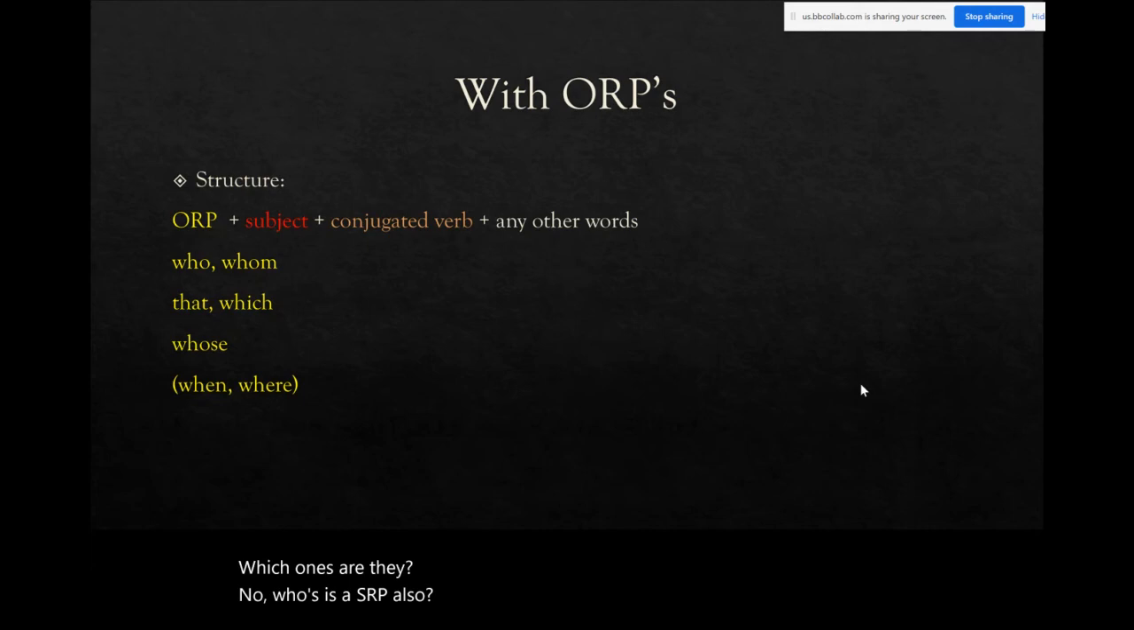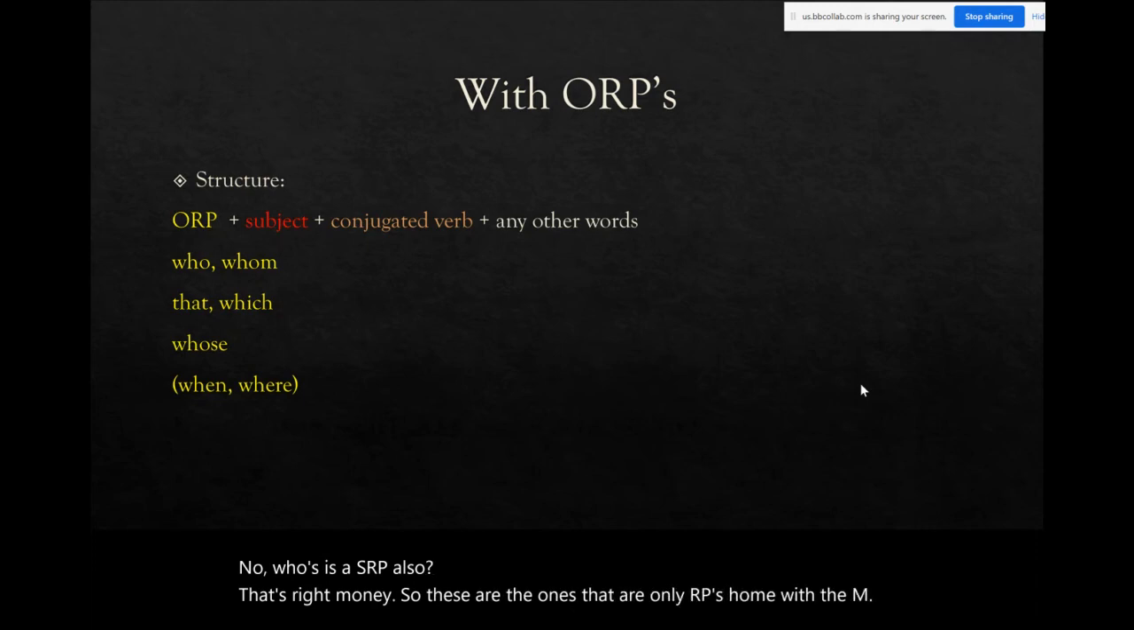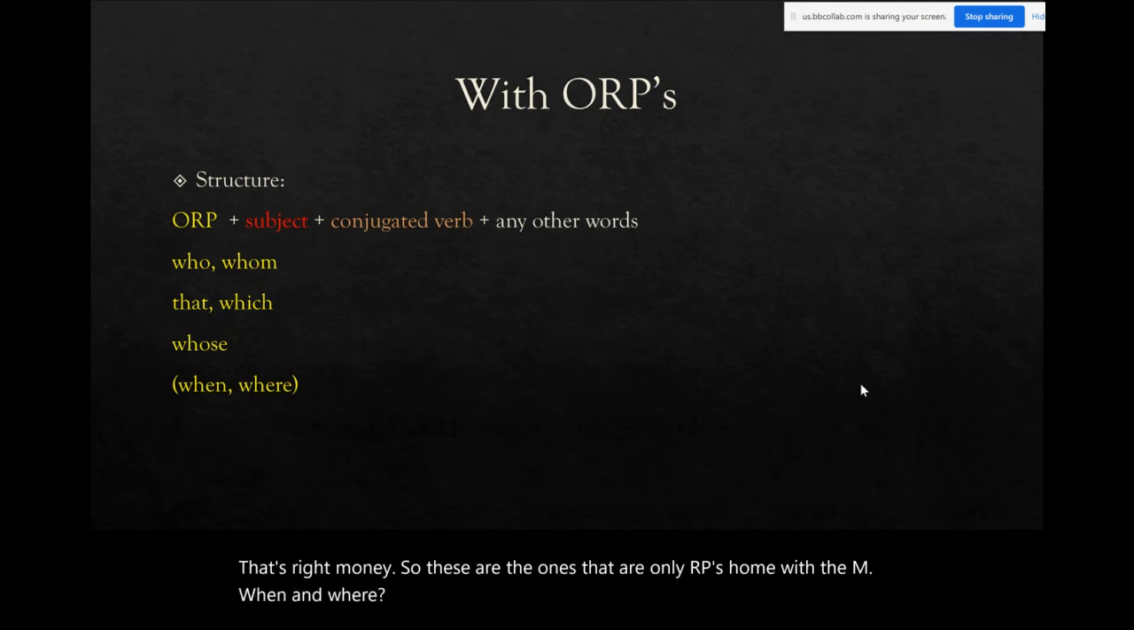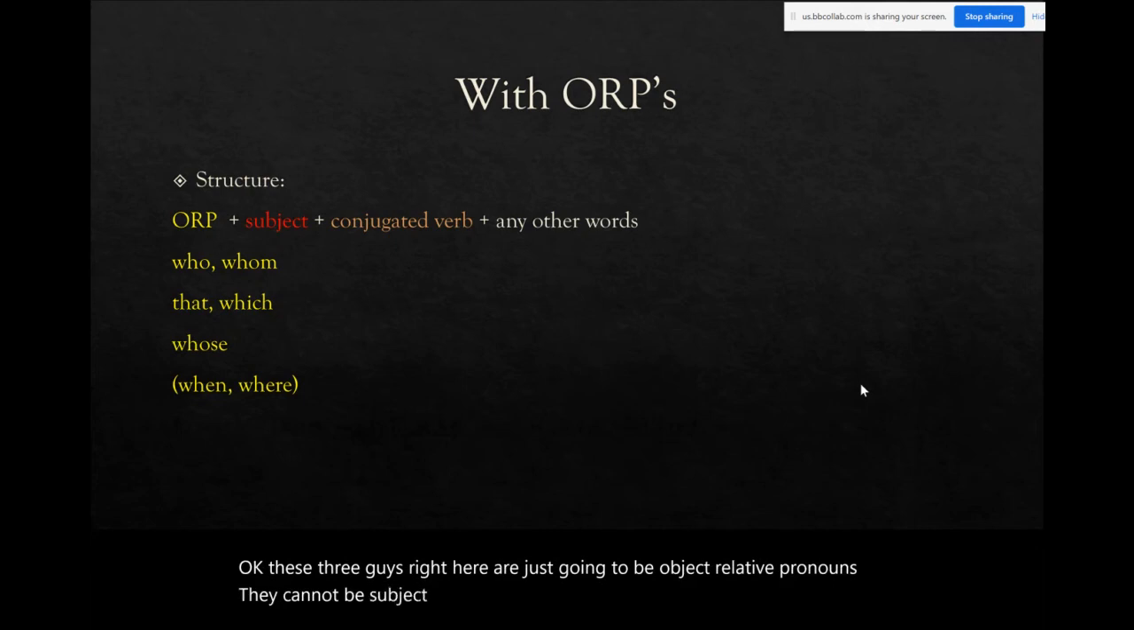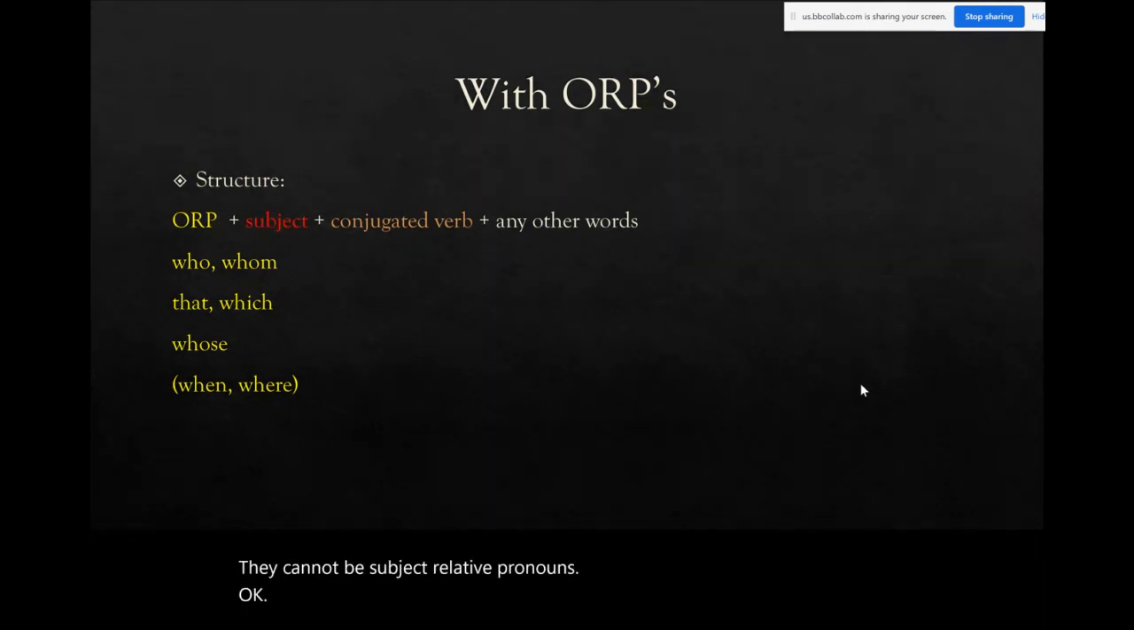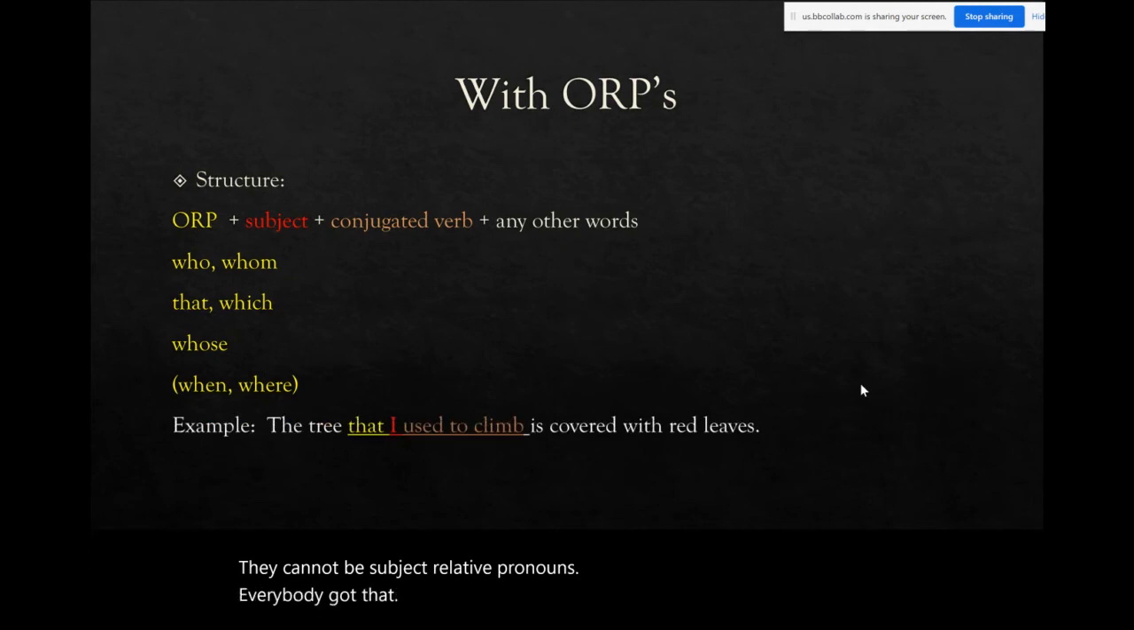That's right, Amani. So these are the ones that are only ORPs: whom with the M, when, and where. These three are just going to be object relative pronouns. They cannot be subject relative pronouns. Okay? Everybody got that?